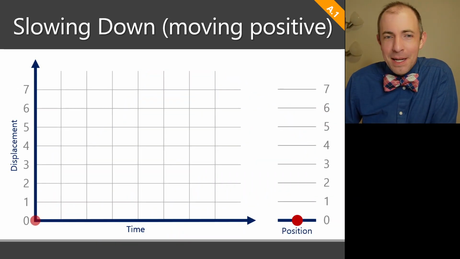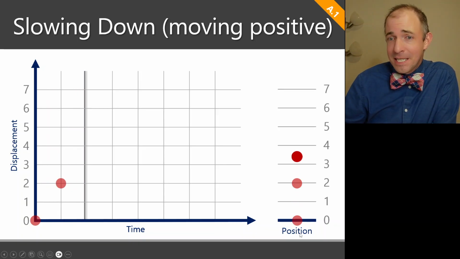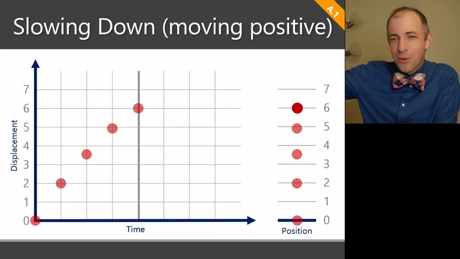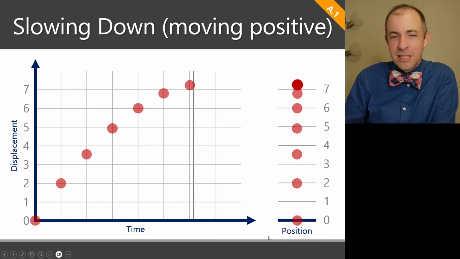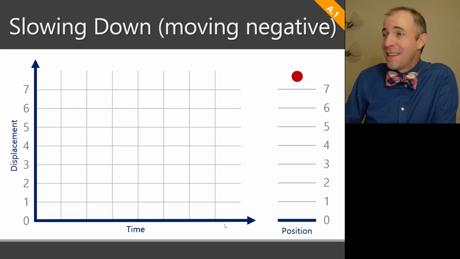All right, let's look at what it might look like then slowing down. If it's slowing down, it means it starts off pretty steep. It starts off with great spacing, but then that spacing gets smaller and smaller until it basically levels off. Slowing down is going to look something like this. Now, slowing down in the negative direction.